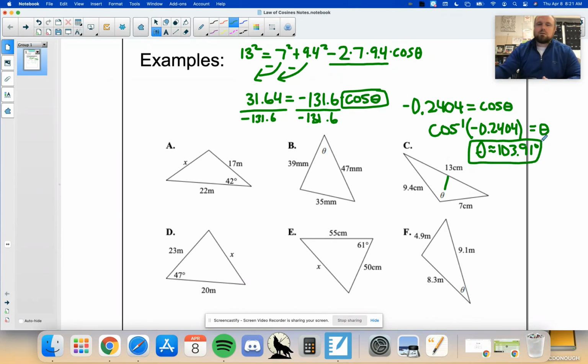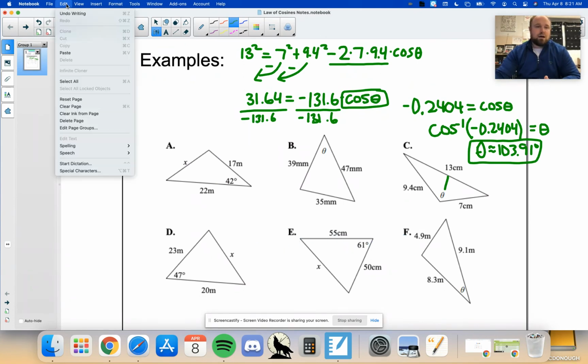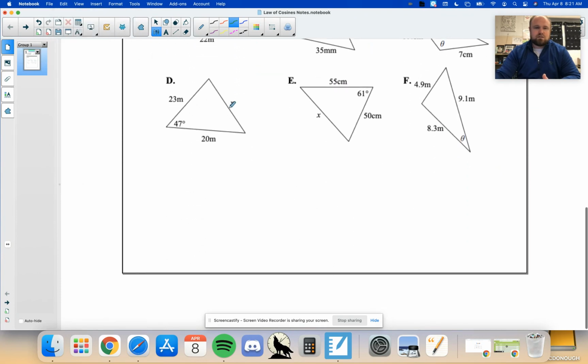Okay, so that's another example of one where you're looking for an angle. And then last but not least, I'm going to show you one more example where you're looking for a side, because we haven't done that since we did the first one. And then that leaves one side and one angle for E and F for you to try on your own. So I'm going to go ahead and clear the ink from the page just so that we can start fresh on letter D here.